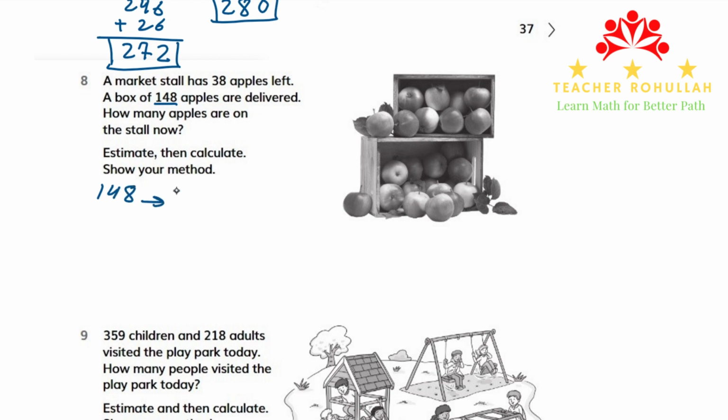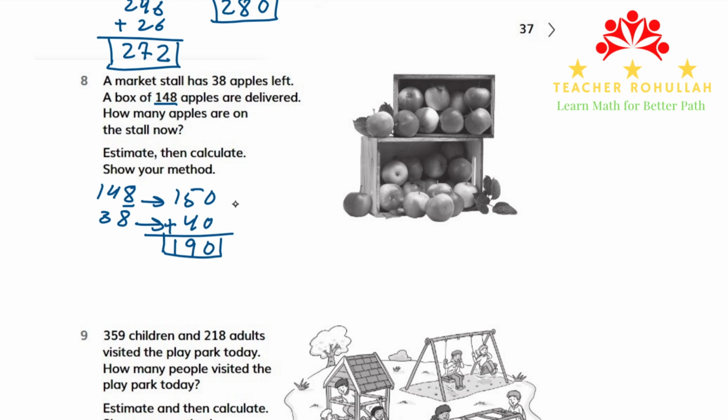148 rounds to 150 because 8 in the ones place is 5 or more. And 38 also rounds up, and we get 40. So to find the estimated sum, we have to add the rounded numbers. 0 plus 0 is 0, 5 plus 4 is 9, and 1 plus nothing is 1. So the estimated sum is 190.